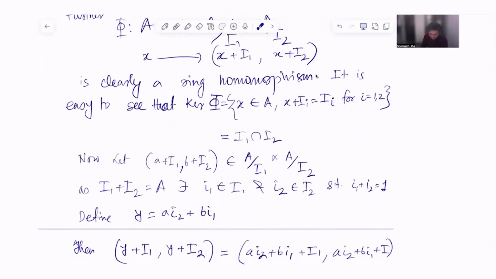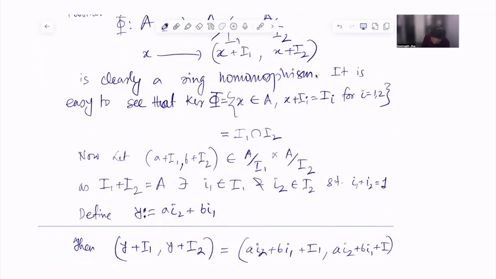Then what happens to y plus I1? So you define this to be equal to y. Okay, I was calling it x. So this is the definition: y equal to this. Then you look at what happens to y plus I1. So it's a small trick. You wanted to capture (a, b), so you took a times i2 and b times i1, where small i1 plus i2 equals 1. And this came from the definition of co-maximality.